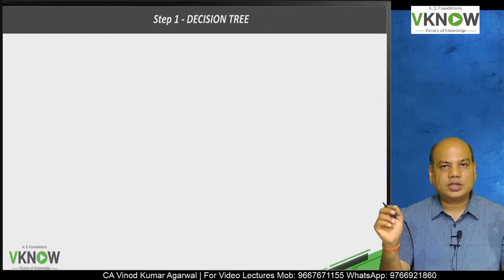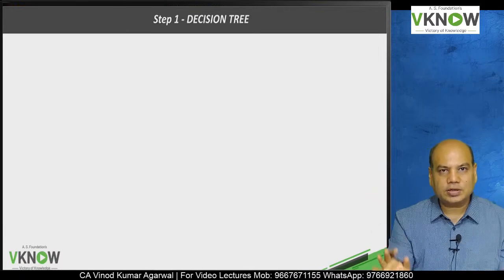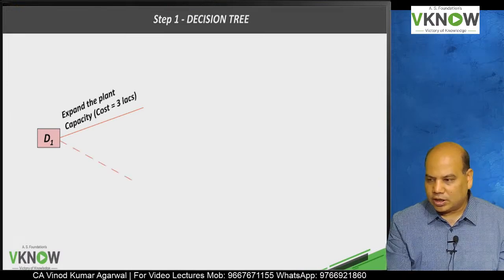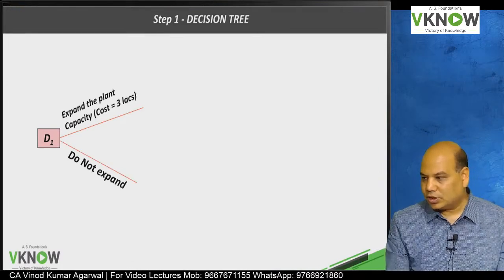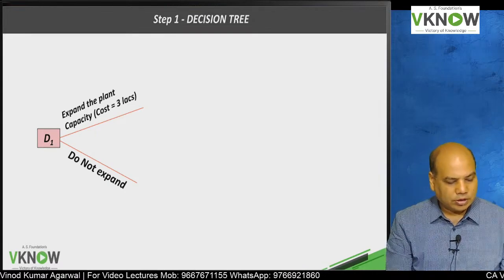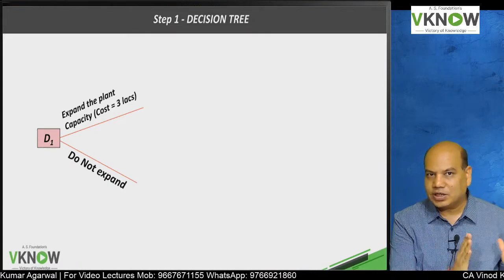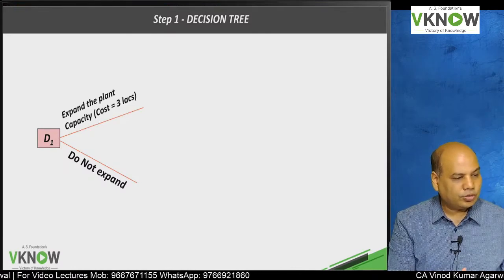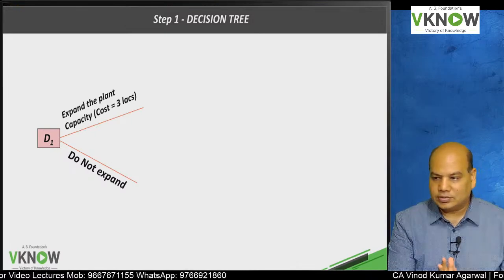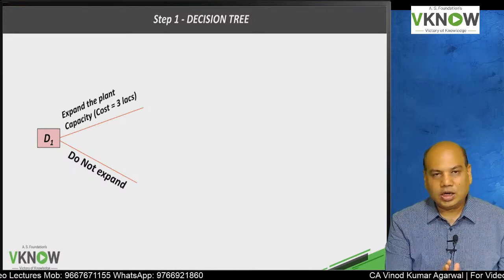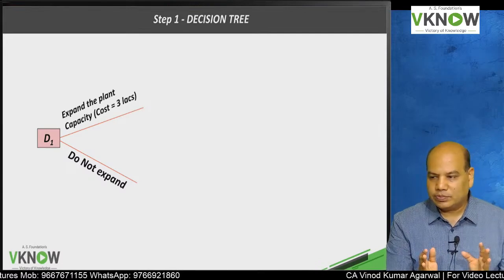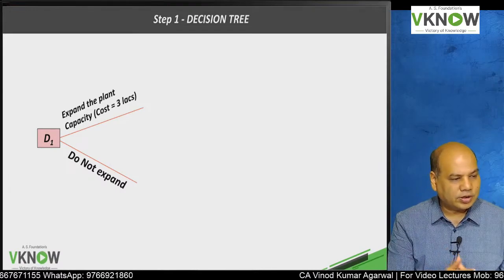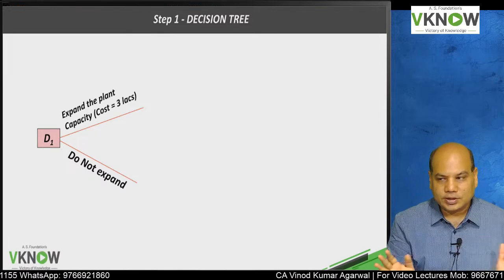So the first step in a decision tree problem is the decision tree itself. Draw the diagram along with me. Okay, don't wait. Start on a fresh page. Start from the left side of the page. Draw a bigger diagram. Easy for you to revise later. Start with D1. D1 is my decision node. I have to make a choice between expand the plant capacity, which will cost me 3 lakh, in bracket cost 3 lakh. And the other option is do not expand.